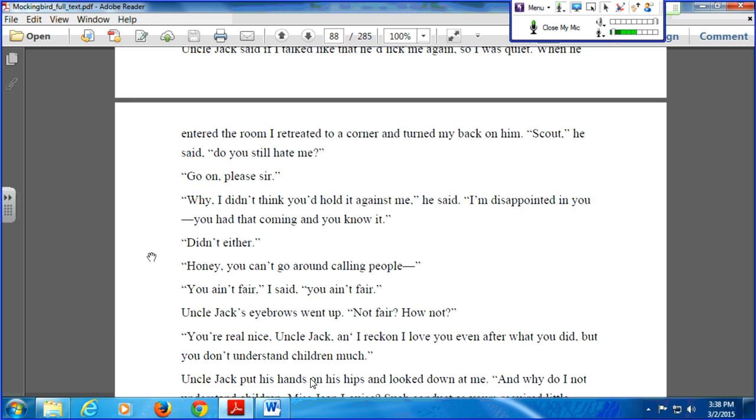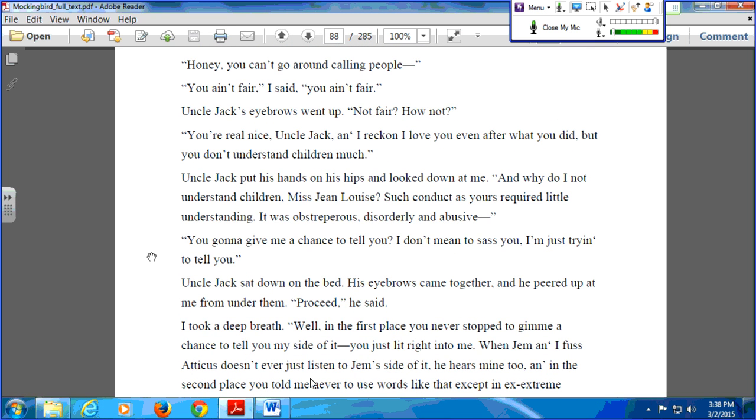"Scout," he said, "do you still hate me?" "Go on, please, sir. Why do you think you would hold against me?" He said, "I'm disappointed in you. You had that coming and you know it. Honey, you can't go calling people." "You ain't fair," I said. "You ain't fair." Uncle Jack spoke, "Shut up. Not fair, how not?" "You're real nice, Uncle Jack, and I reckon I love you even when it's hard, but you don't understand children much."